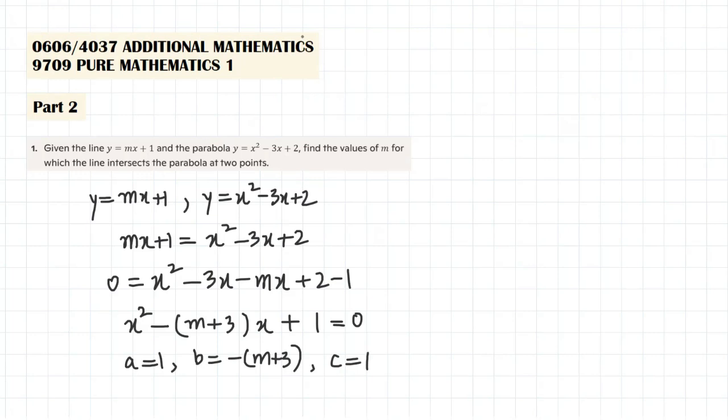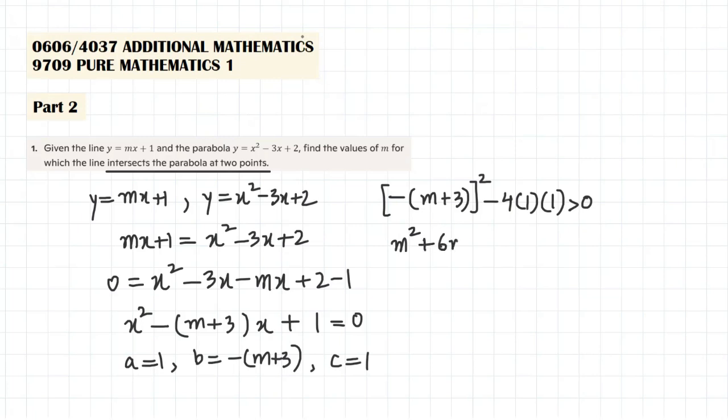Let's apply the discriminant. They are saying that it intersects the parabola at 2 points. So I know that the value of the discriminant this time is going to be greater than 0. b squared minus 4ac, and put it greater than 0. The negative square becomes positive, expanded: m squared plus 6m plus 9. Know your expansions. Okay, so this will be m squared plus 6m plus 5. Now this is a quadratic inequality.